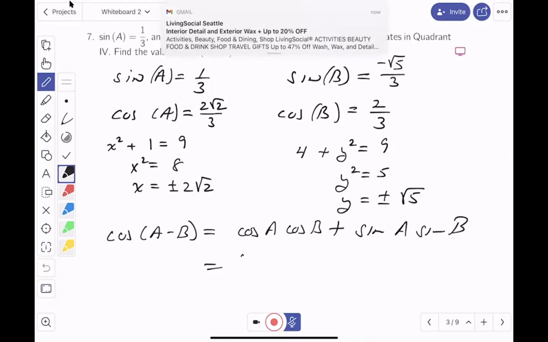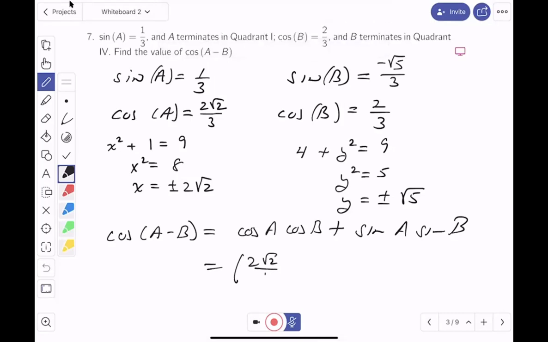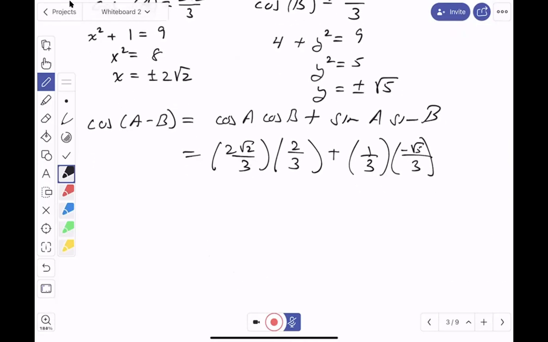Let's write it down. Cosine of a, 2 root 2 over 3. Cosine of b is 2 over 3. The sine of a is 1/3. And the sine of b is minus root 5 over 3. Yes, you're expected to do arithmetic. Common denominator is 9. You would get 4 root 2 minus root 5.